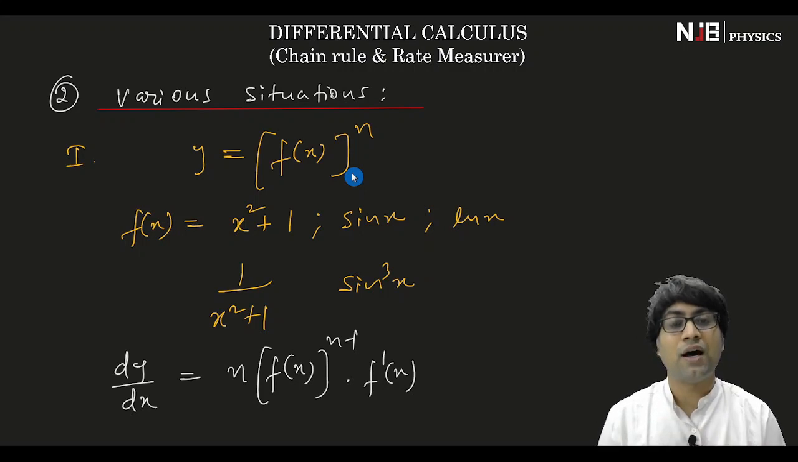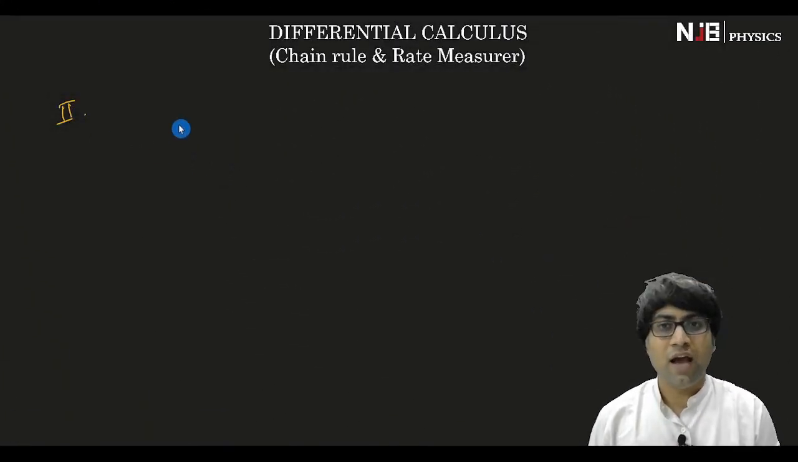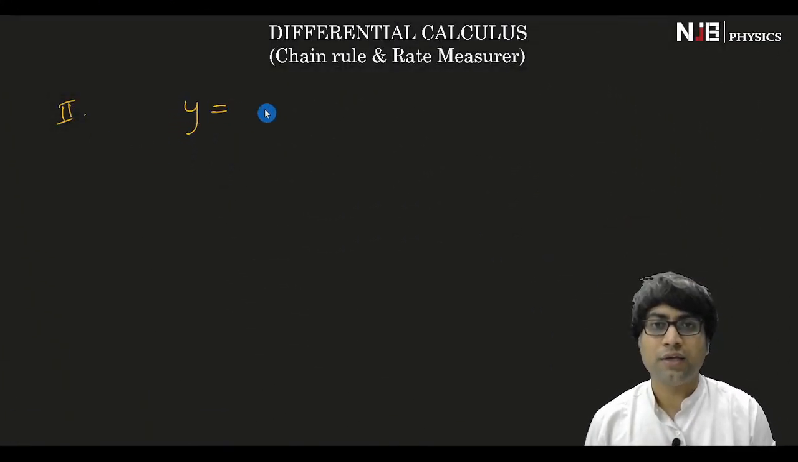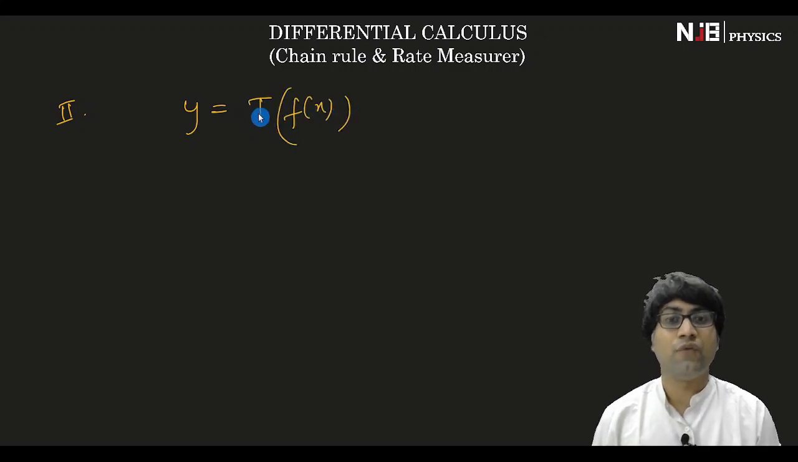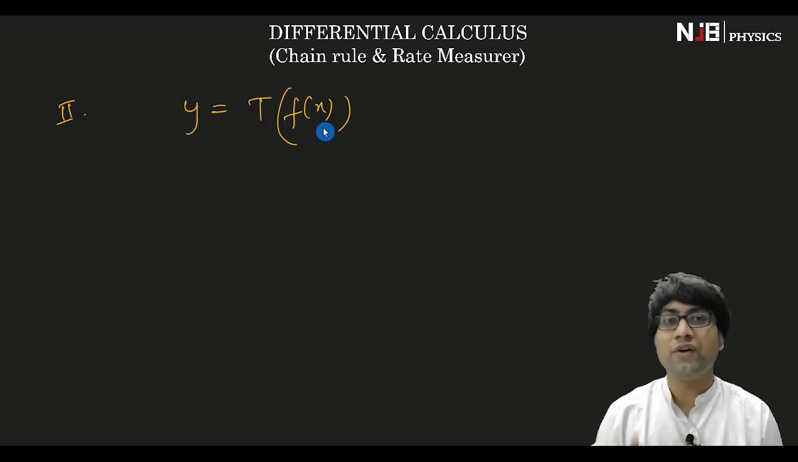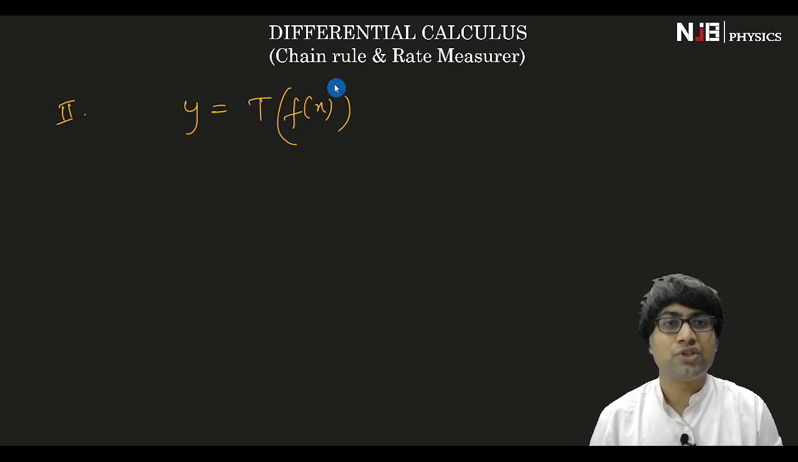Now let's have a look at another situation. We can have a situation where y is equal to t of f of x. What is this t? This t is any trigonometric function, and f of x is any function whose derivative is already known to us. For example, f of x can even be a trigonometric function, that means it can be sine x, cos x, log x, or any polynomial. And t is a trigonometric function.